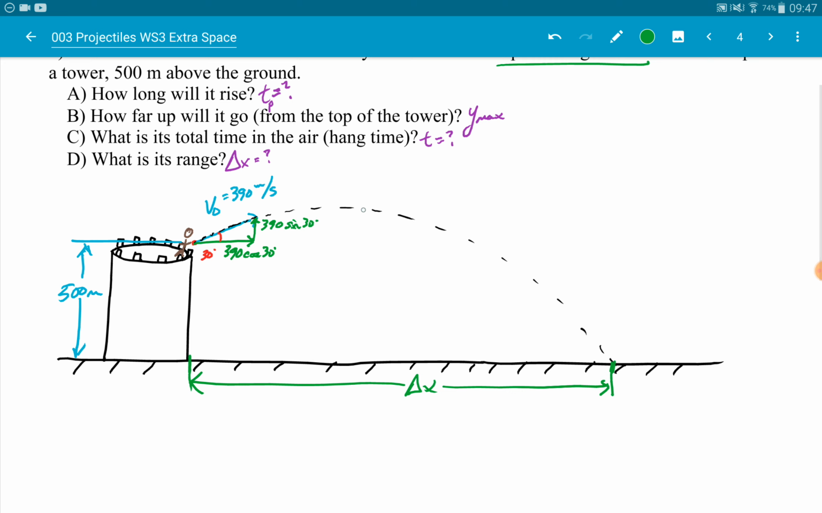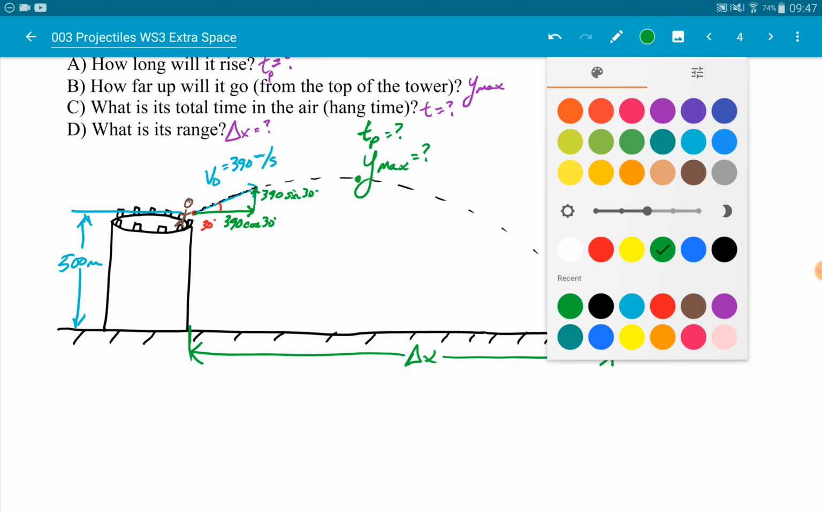How far up will it go? That's right here-ish, so we're looking for y max. How long will it rise? That's the time to the peak, which I still don't know. How long will it go for? That's the total hang time. I'm looking for those four things.